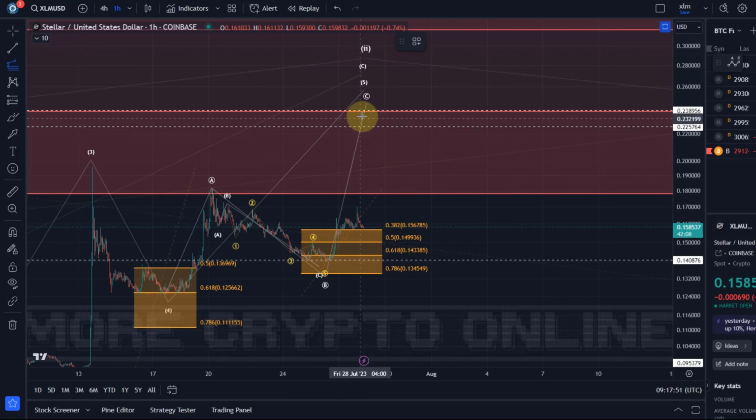To do the C wave, we need 5 waves again. I don't have a very good picture or image of the micro count here. I don't have 5 waves yet. I don't think so, at least not reliable ones. But that doesn't matter so much, because the support area did hold.